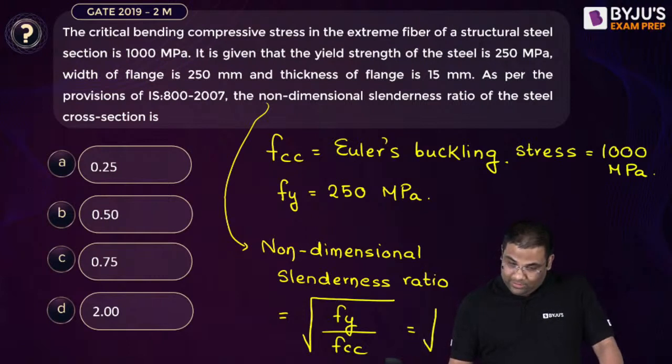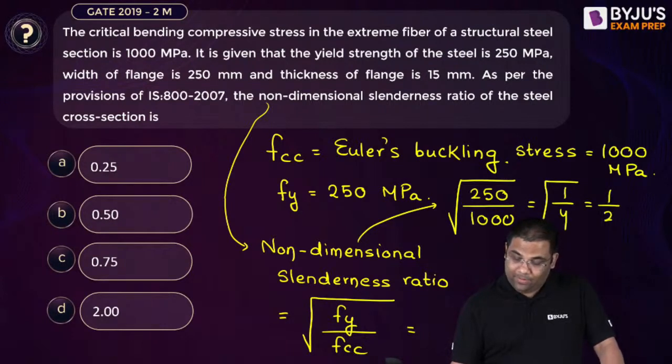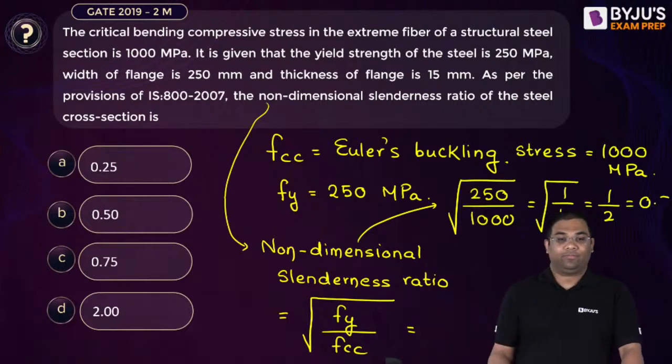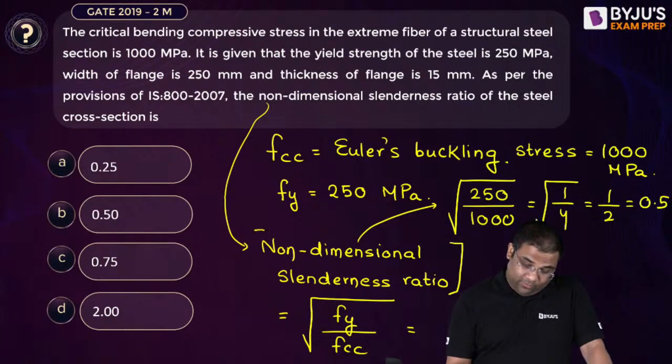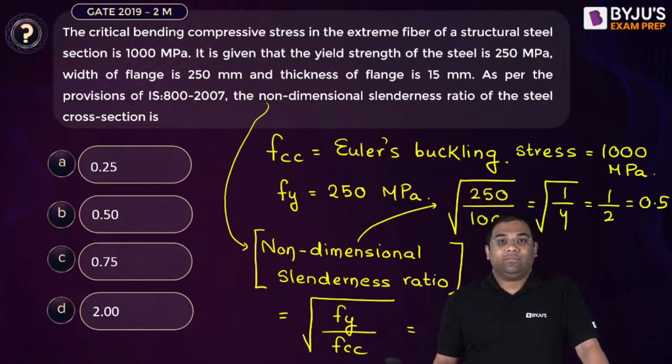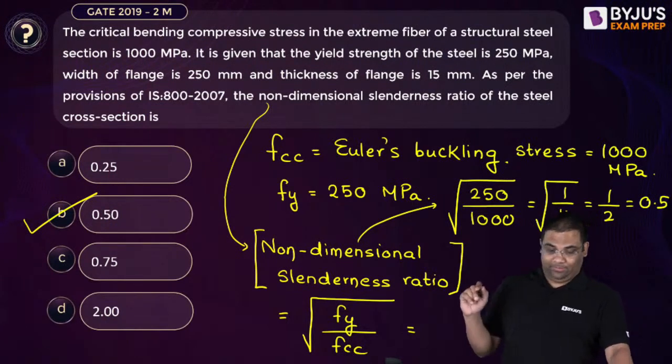It is 250 by 1000, right? So it is 1 by 4, and the root is half, that is 0.5. Understood? Yes, it is Fy by Fcc, not Fcc by Fy. This non-dimensional slenderness ratio most of the time comes less than 1. Understood everyone? It normally comes less than 1. So it is 0.5. You might have done it the other way around, Fcc by Fy.